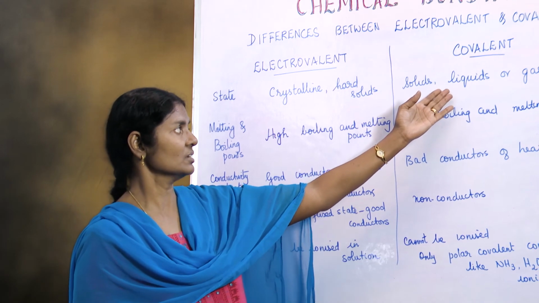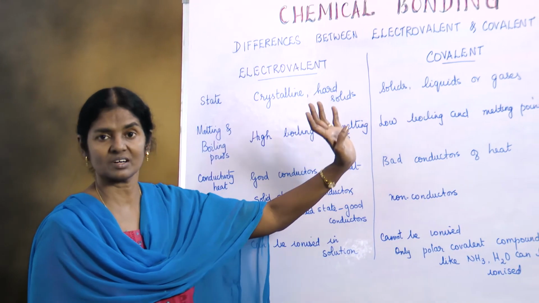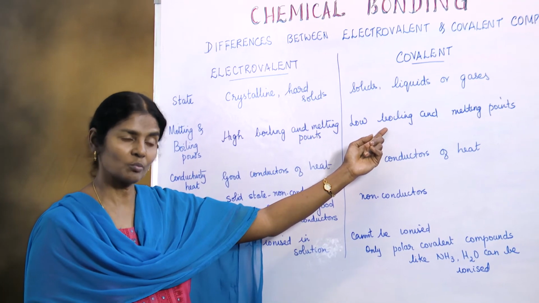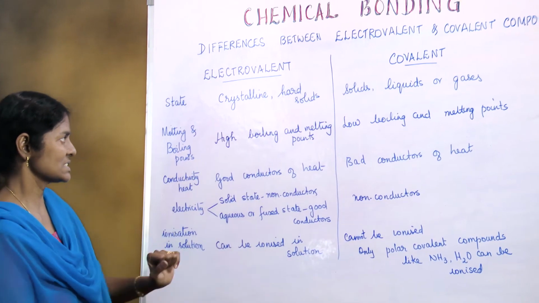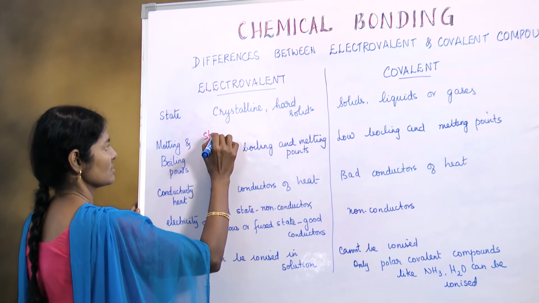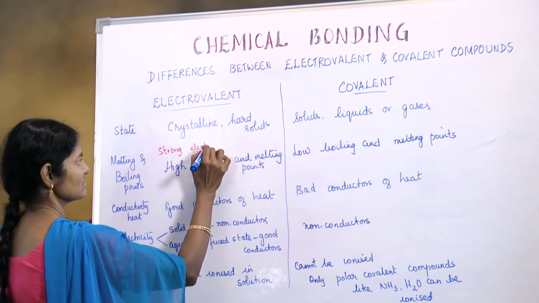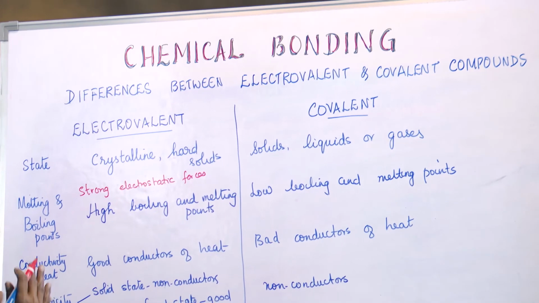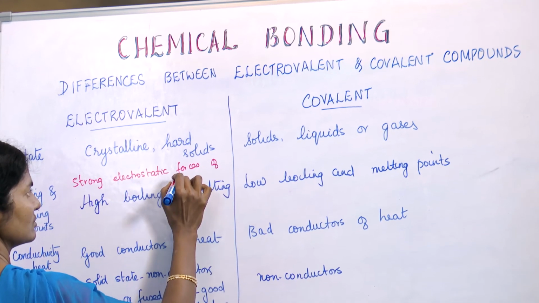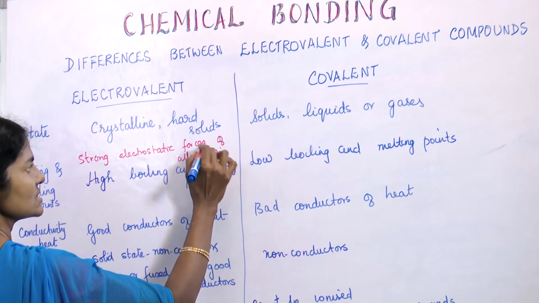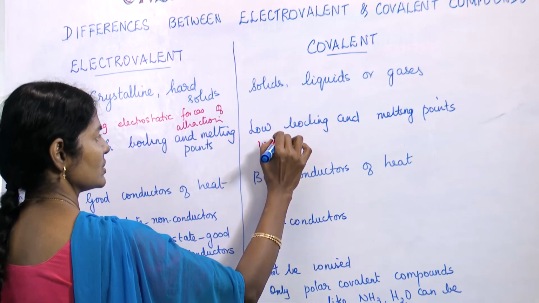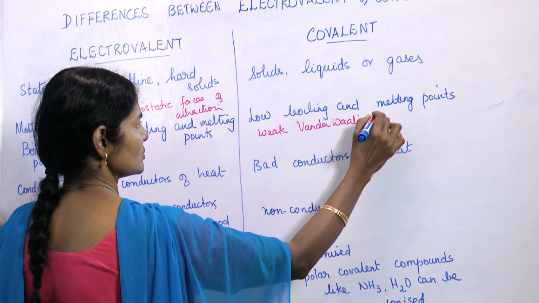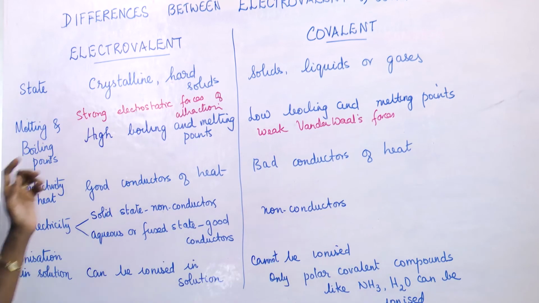The same thing here. When we come to this, it is all solids, liquids or gases. High boiling and melting points. Covalent compounds have low boiling and melting points. Now for both these things together, the reason is strong electrostatic forces of attraction. Because of this, they need high temperature to break them down. Whereas these are bonded by weak van der Waals forces. So it's very easy for them to be broken down.